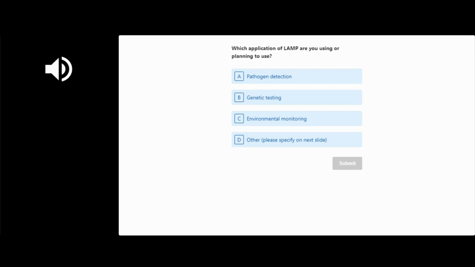Again, the question is, which application of LAMP are you using or planning to use? A, pathogen detection. B, genetic testing. C, environmental monitoring. Or D, other.